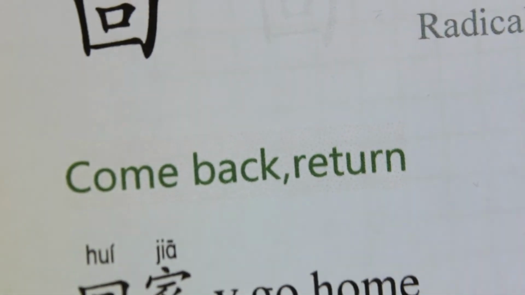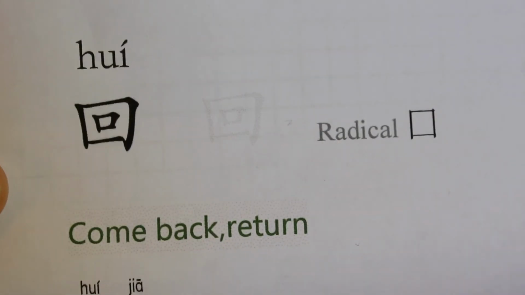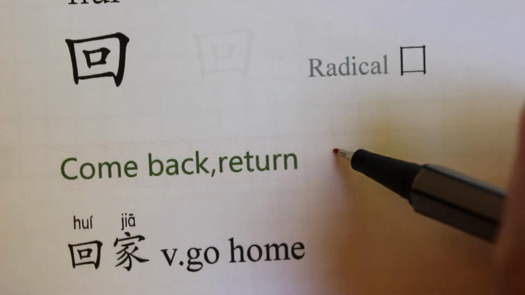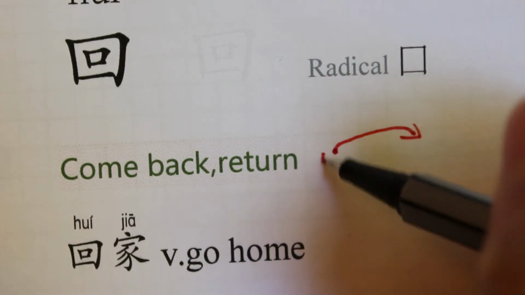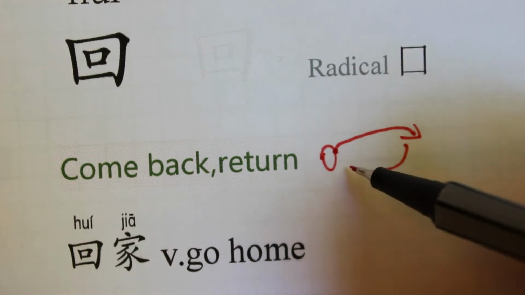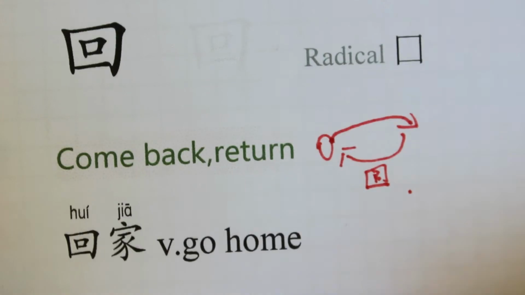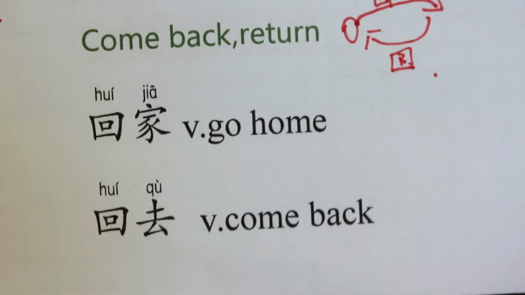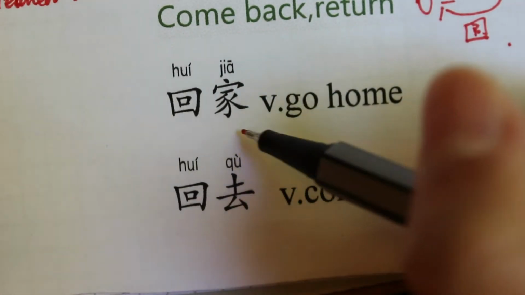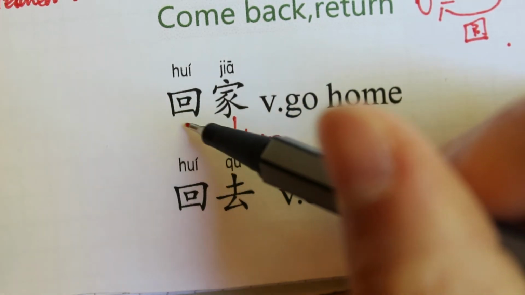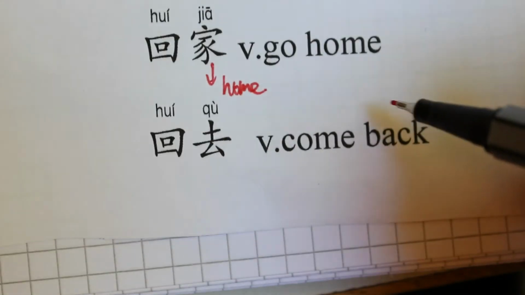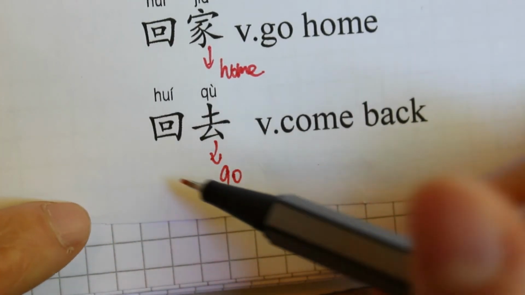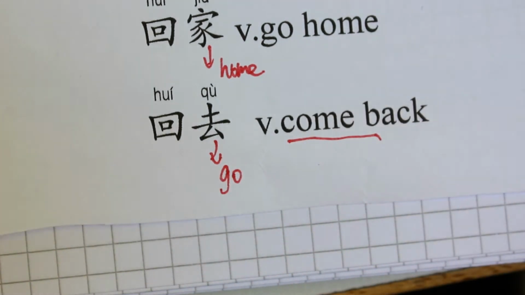Okay, next one. Next one is 回. It just simply means come back or return. So you go out. Here's your home. You go out and then you come back. This means 回. Go out means 出. 出 and 回. The first word, 回家. 家 means home, right? So 回家 means come back home, go home. And 回去. 去 means go. So 回去 means come back.